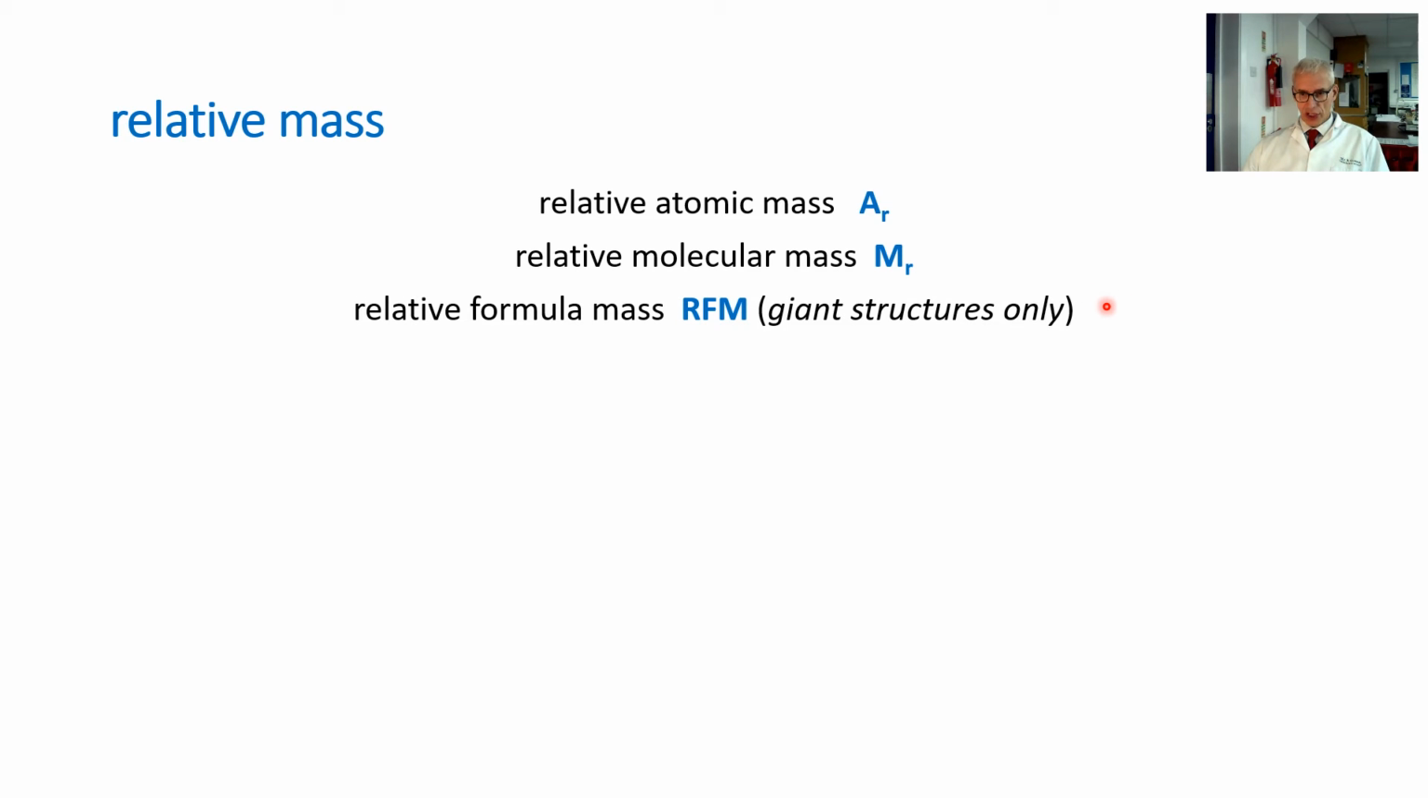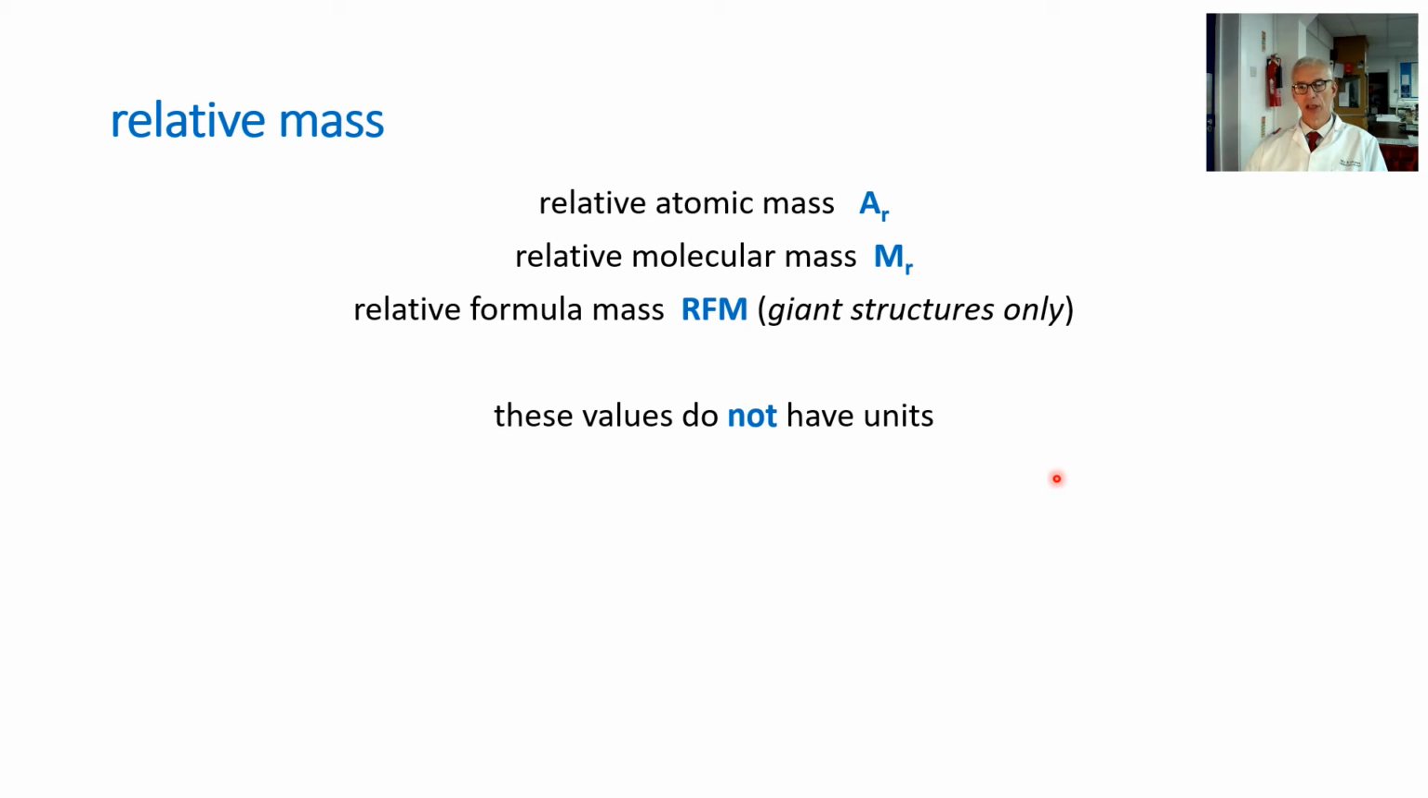And for structures such as magnesium oxide, an ionic lattice, we have relative formula mass, although the symbol Mr may be used in some circumstances. So relative formula mass refers to giant structures, such as diamond, such as magnesium oxide, as I mentioned, ionic giant structures. Now, what these 3 values have in common is that they are without units.